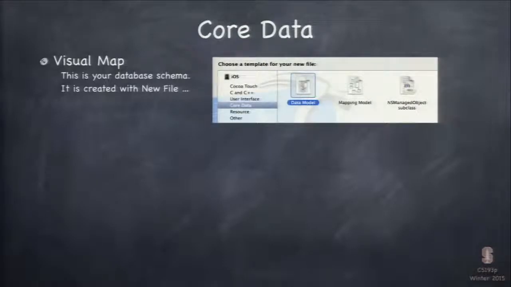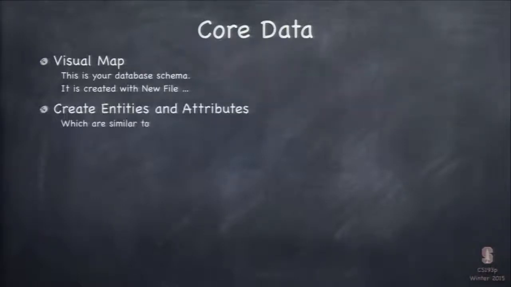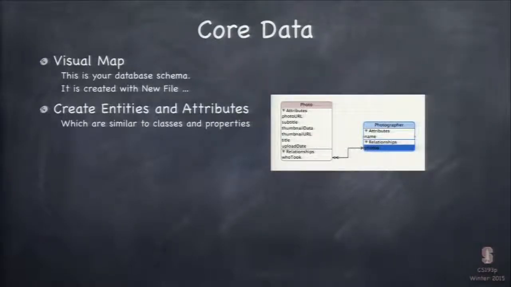You create the schema with this visual map. You do New File and choose the Data Model. You're going to get this thing that kind of looks like this. It's a graphical piece of graph paper looking thing. You can create things that look like classes, like Photo and Photographer here. Then you can create the columns in the database. And then you can create relationships by control-dragging between them. So you're going to create your schema totally graphically there.